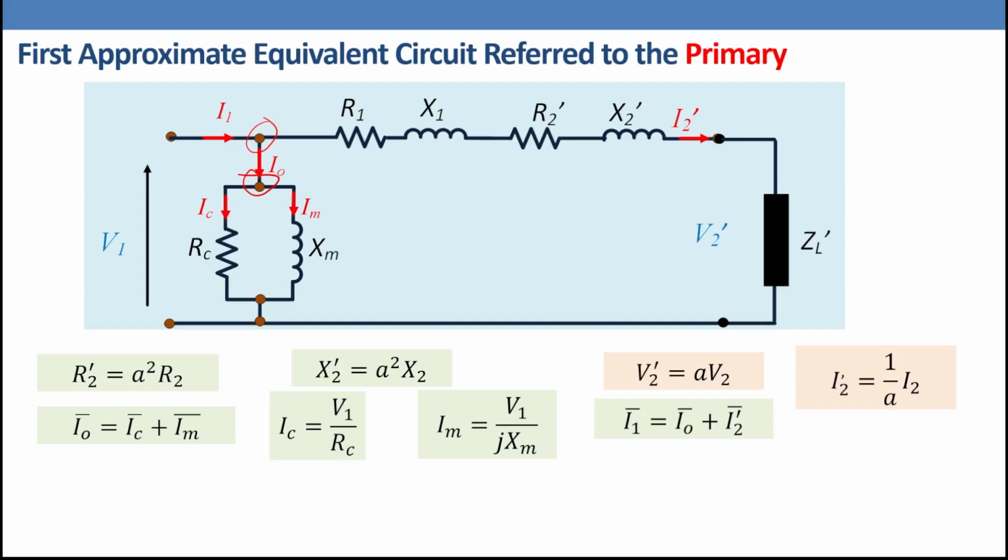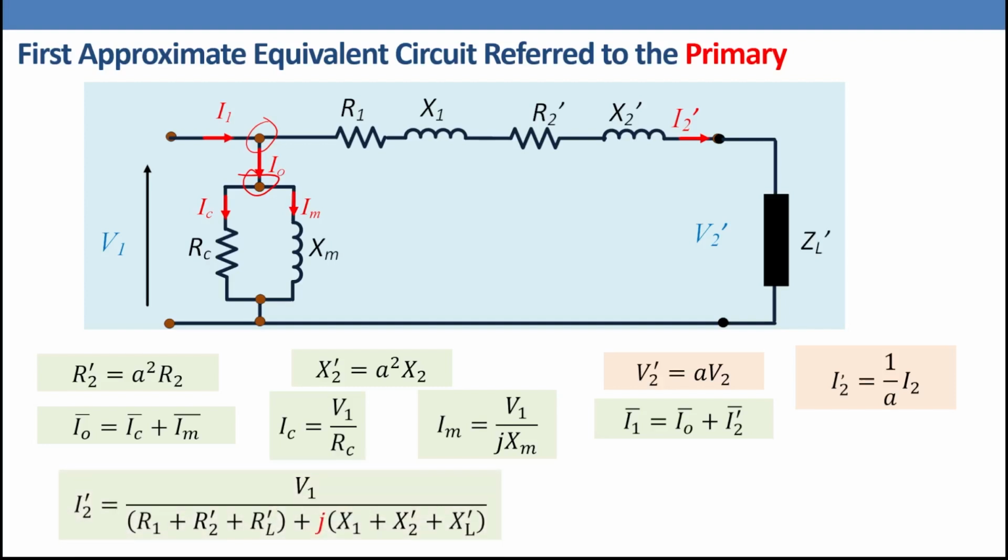But how to calculate I2'? If Z load is known, so we know Z load', in this case I2' equals V1 over all of these impedances, which are in series. So R1 plus R2' plus R load' plus j(X1 plus X2' plus X load'). So we can calculate the I2' magnitude and angle.